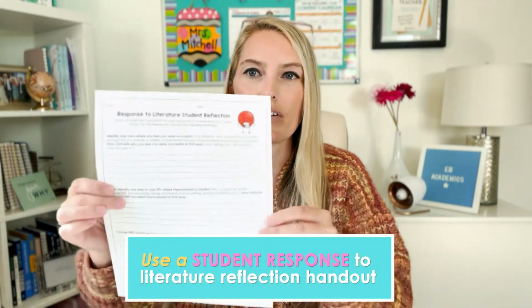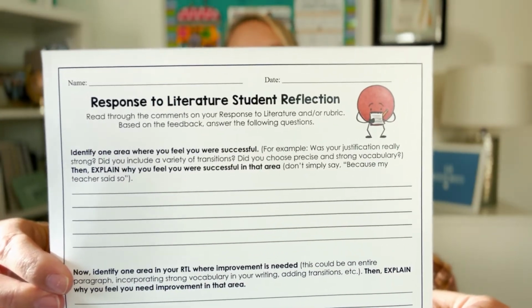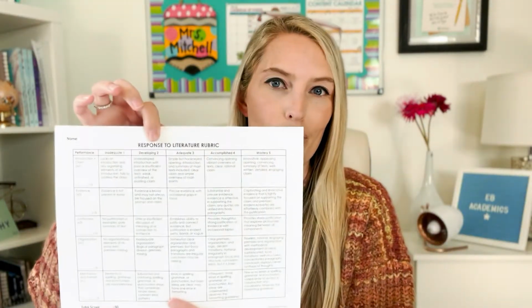All right, now that we've graded a student's paper, we want to have them reflect on their own writing. So step number 3, in addition to the first 2 steps that I've already mentioned, is to use a student response to literature reflection handout. And I'm going to move this a little bit closer to you so you can see exactly what it looks like. But essentially what I'm going to do is grade students' papers using my rubric, right?